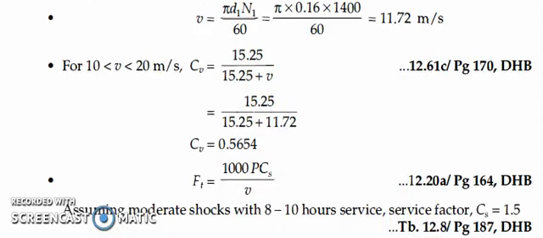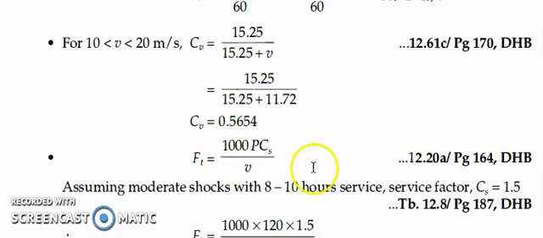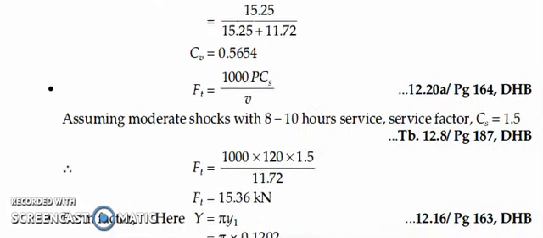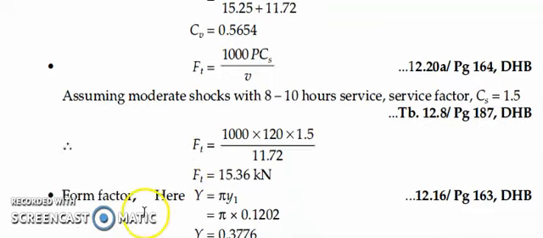After that we can calculate Ft. We can calculate Ft is equal to 1000 P Cs divided by V. The equation is given in 12.20a, and assume that this working condition, that is this system, is on moderate shock and working for 8 to 10 hours. That is the general concept and general assumption. For that the value of Cs is equal to 1.5, and using that value we can find out the value of Ft. Then we can find the value of Y.